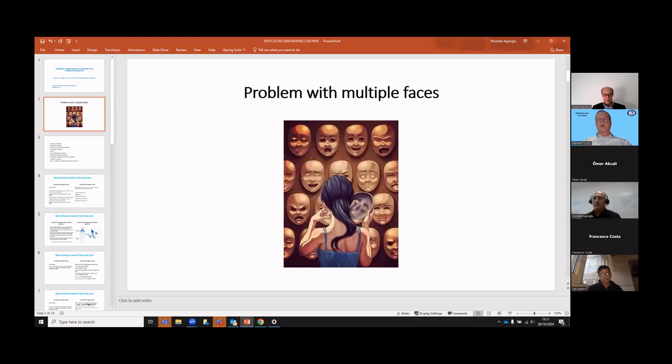Can you make it a whole page? Whole screen? Yeah. Okay.